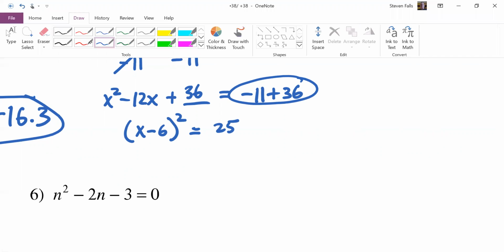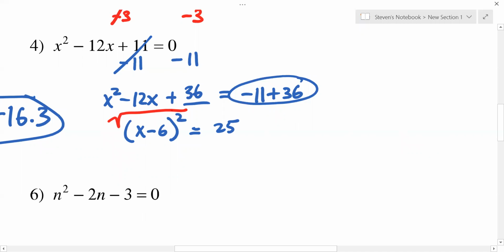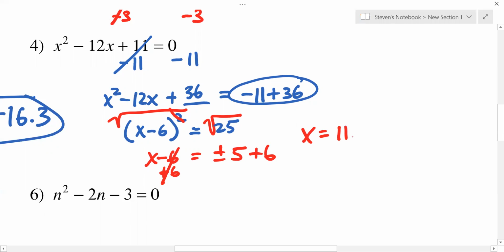Okay, now we just need to complete a couple steps here. We're going to square root both sides to eliminate that, and that gives me x minus 6 equals plus or minus 5. The square root of 25 is plus or minus 5. And all we got to do is add 6 to both sides. So we have exact answers here. x equals, let's see, positive 5 plus 6 is 11, and negative 5 plus 6 is 1. So there's your two solutions, 11 and 1.